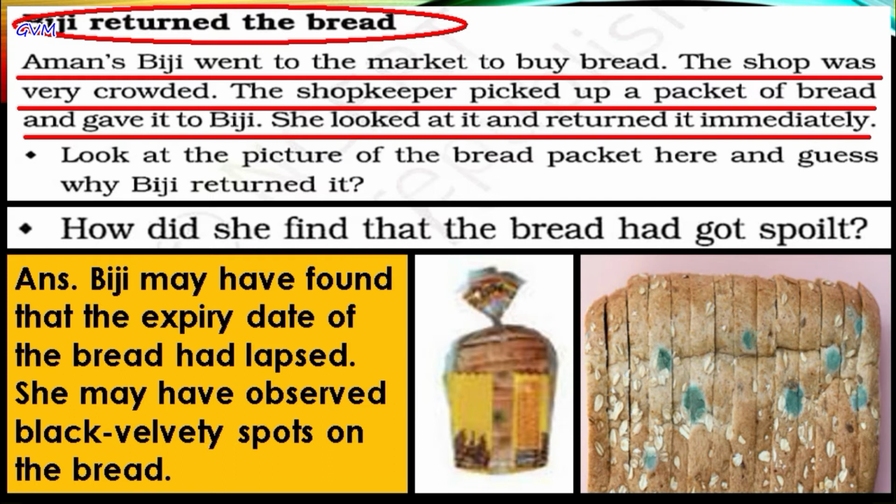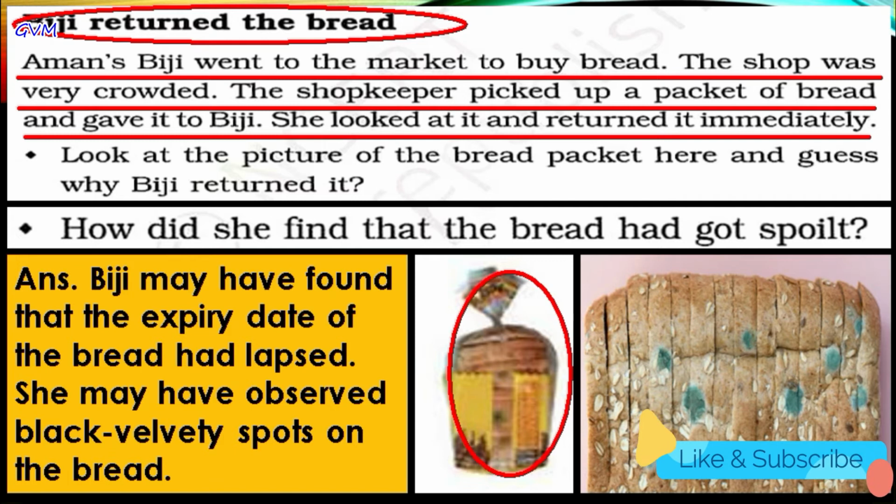Students, Aman's BG went to the market to buy some bread, and as it was very crowded, the shopkeeper just picked up a packet and handed it over to BG. But as soon as BG looked at it, she returned it immediately. Now students, as you can see here, this is the bread packet that BG returned. Now you have to answer why BG returned it, or how she found that the bread had got spoiled?